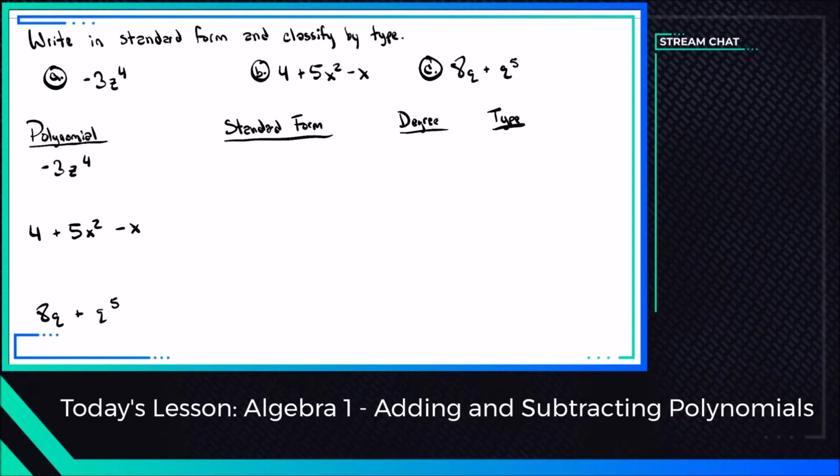All right, and first we need to identify, before we do any of that, this polynomial, negative 3z to the 4th, is only one term. Right, so it's a monomial, first of all. And because it's a monomial, it's already written in standard form. We can't change negative 3z to the fourth and move it in any position. And then finally, its degree is going to be the degree of that exponent of 4.